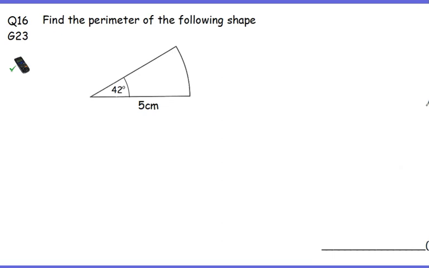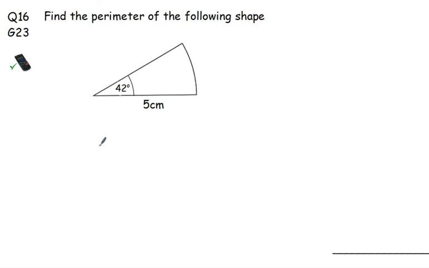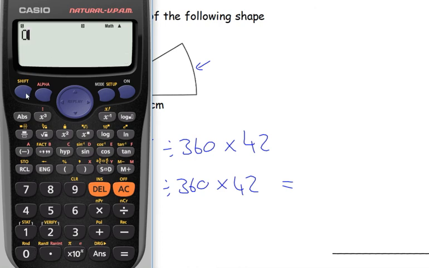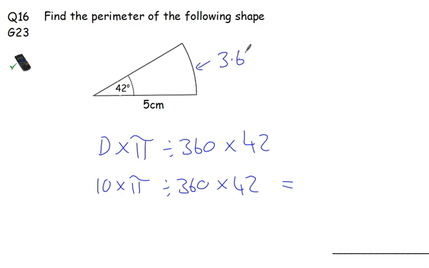And find the perimeter of the following shape. So I have full circle is diameter times pi. This is for this bit here. And then to get the arc, you divide it by 360 and times by the angle, which is 42. So diameter is 10 times pi divided by 360 times by 42, which is 3.665. Don't forget, I have to add on my 5, add on these two lines here. That's going to be an answer of 13.66.